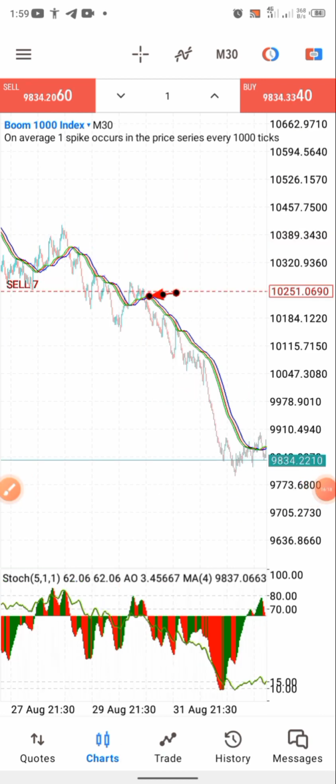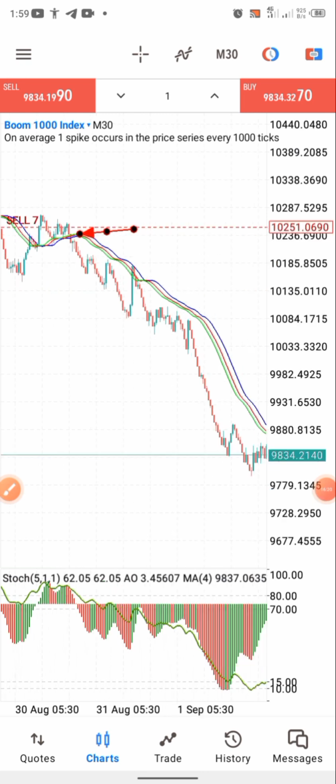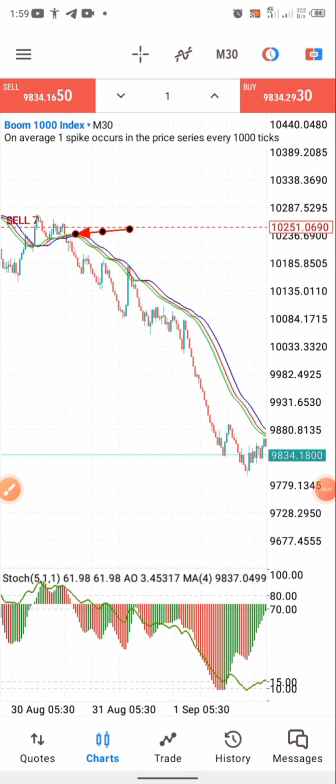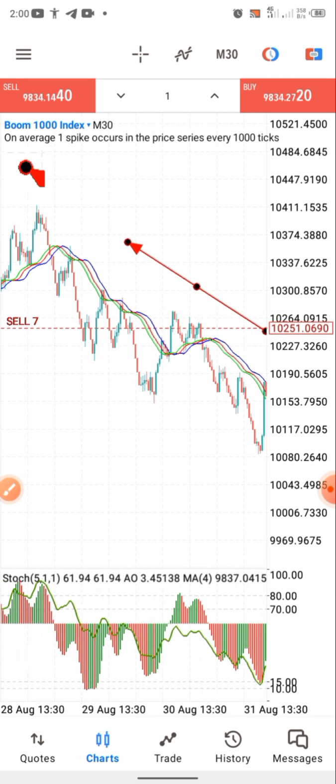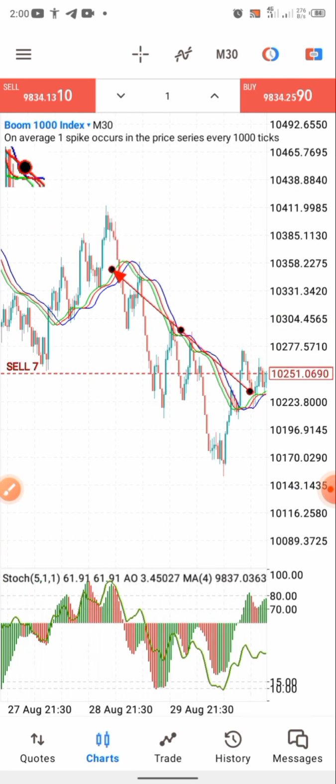So that's how you guys are going to make use of the strategy. That's how I take my trade. As you can see another one right here. The price is creating a higher high, higher low right here, higher low, higher high. But when the price comes down, it eventually broke this high right here, broke this high.